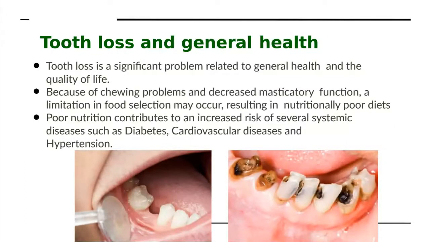Now coming to tooth loss and general health. There are many systemic illnesses like diabetes, cardiovascular diseases, hypertension, and nutritional deficiencies. All of these can end up showing some effects on, yeah, diabetes mellitus. DM is diabetes mellitus. So all these problems end up showing on the teeth also. So you will have a lot of problems with systemic illnesses.